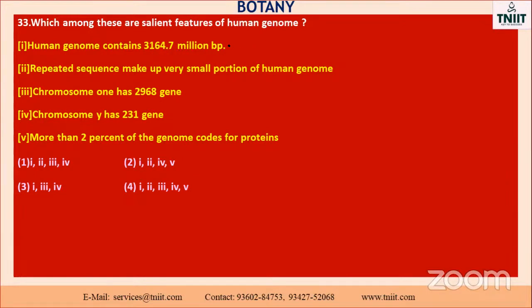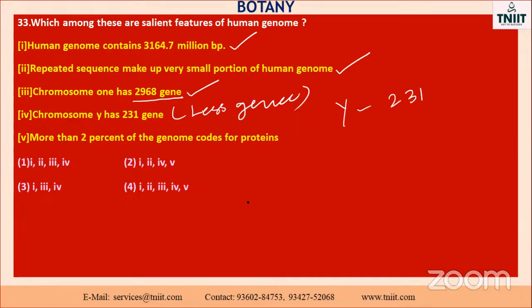3,164.7 million base pairs. Yes, it's correct. Repeated sequences make up a very small portion of the human genome. Yes, it is also correct. Chromosome 1 has 2968 genes. Yes. The Y chromosome has fewer genes. Already we discussed in the last class, fewer genes. It is a NEET question, my dear students. The Y chromosome has 231.